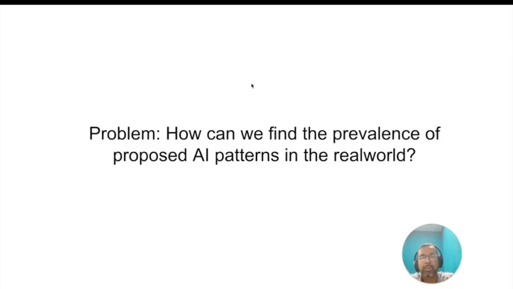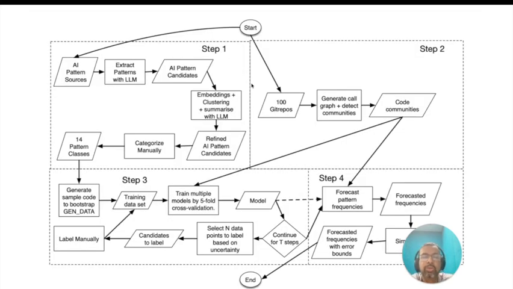So as we said before, the problem we were focusing on is how we can find which AI patterns are actually there in the real world. We propose a methodology for doing that, which we will go through in the next few slides. The first step of the methodology is to identify what the proposed AI patterns are. In the second step, we find a representative 100 GitHub repos that have AI applications, and then from these repositories we detect what we call code communities. We will discuss that later.